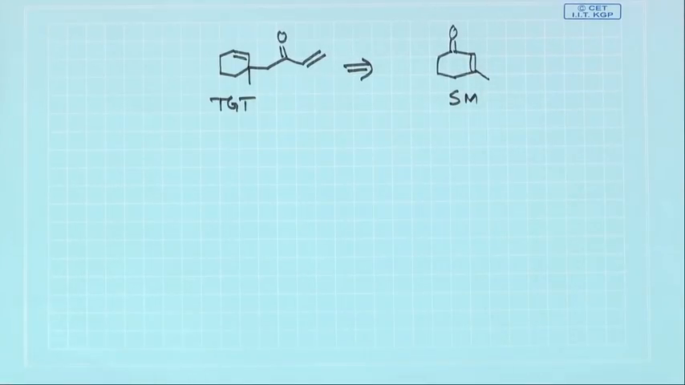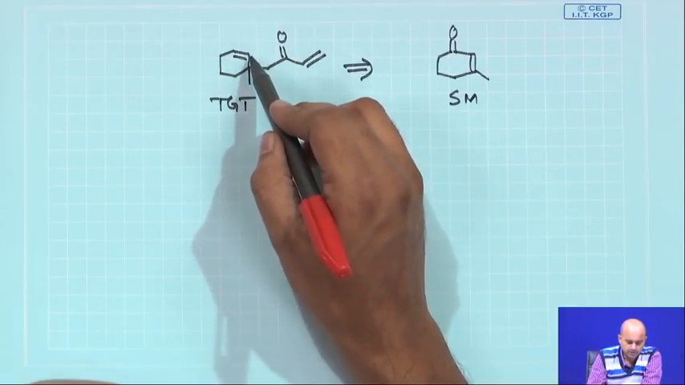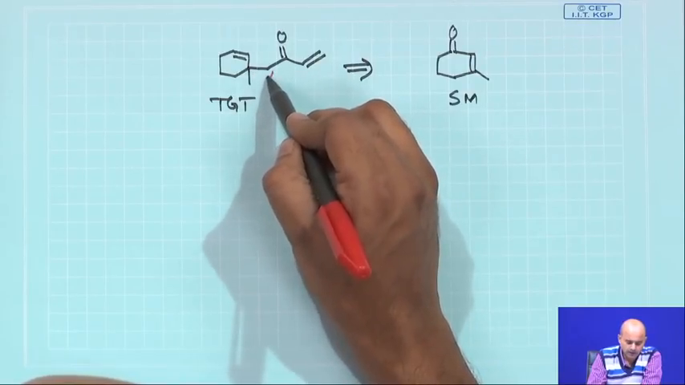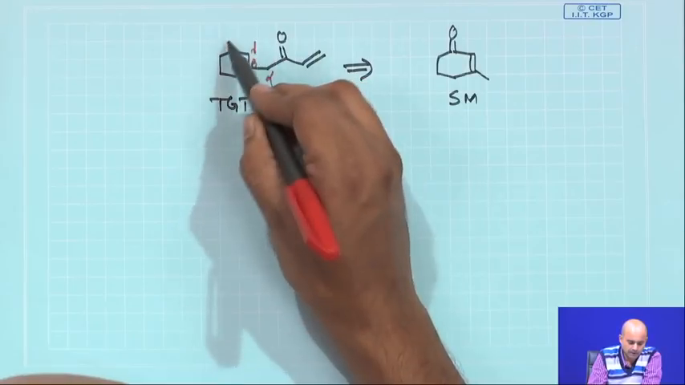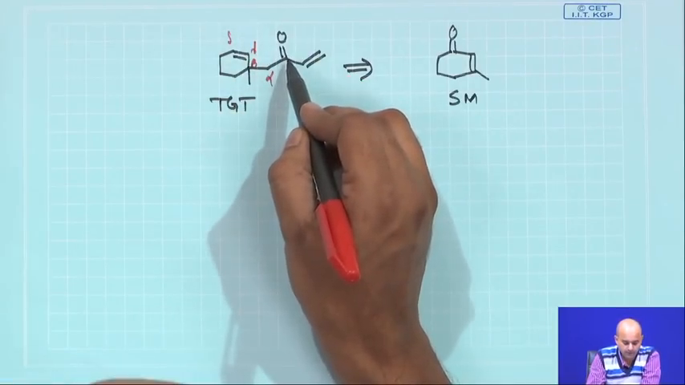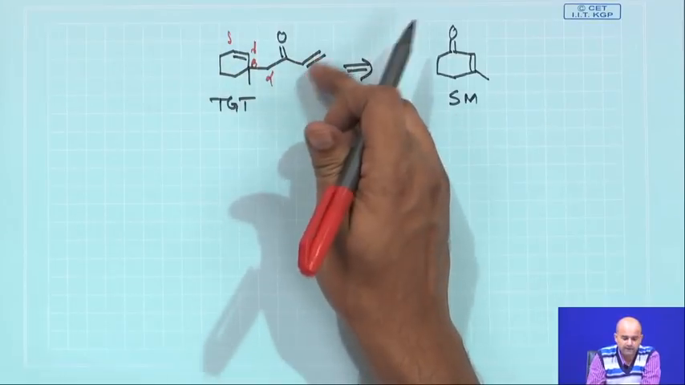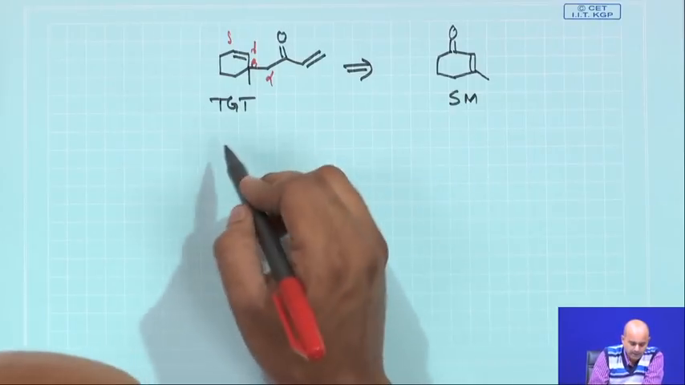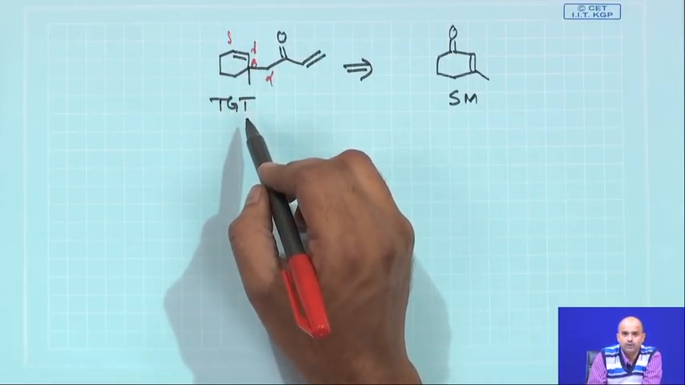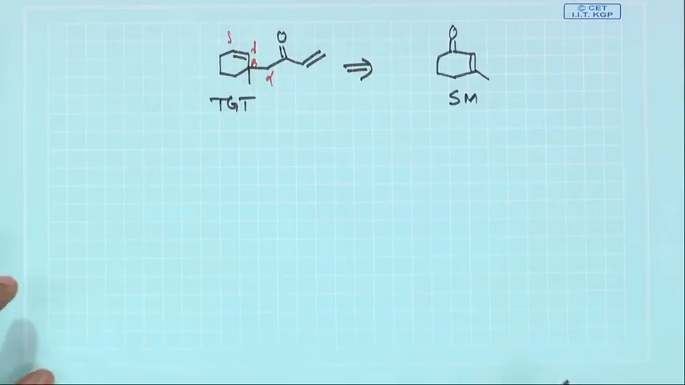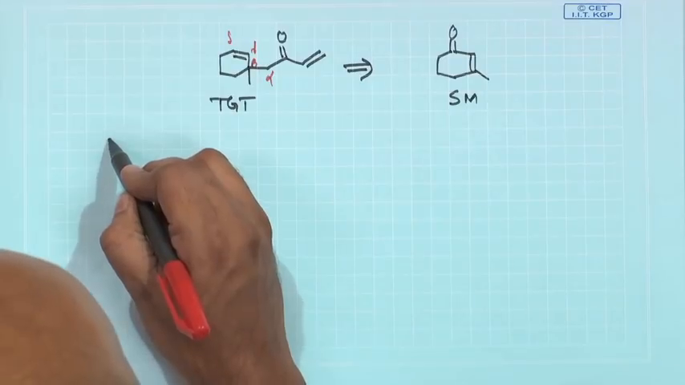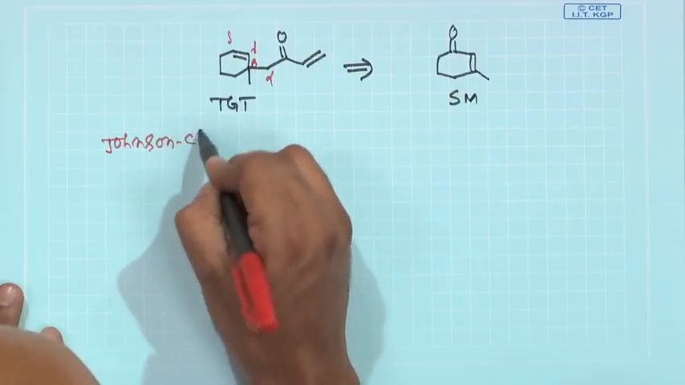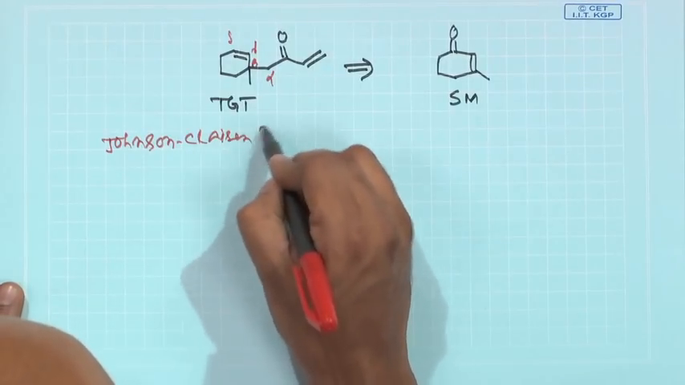Now, the target was given to you. If you try to correlate the target, it seems to have an alpha, beta, gamma, delta unsaturated carbonyl compound on the left-hand side, and the right-hand side has an alpha, beta unsaturated carbonyl compound. We have discussed many times that whenever you find a gamma, delta unsaturated carbonyl compound, the best transformation will be the Johnson orthoester rearrangement, the Johnson-Claisen rearrangement.